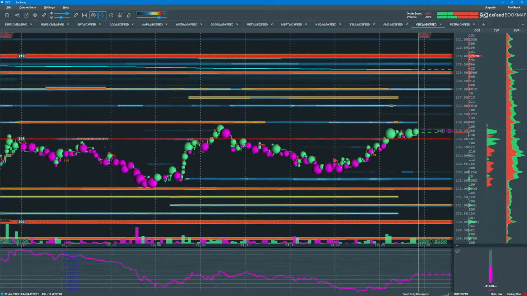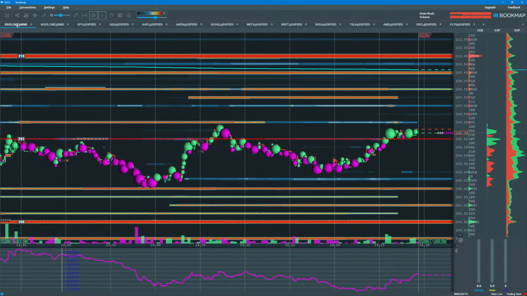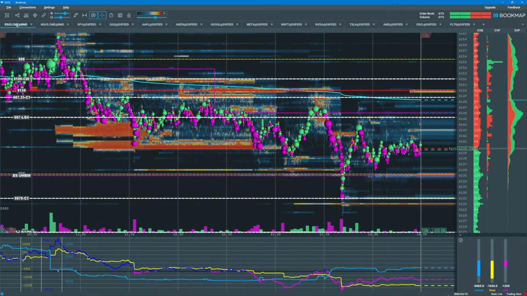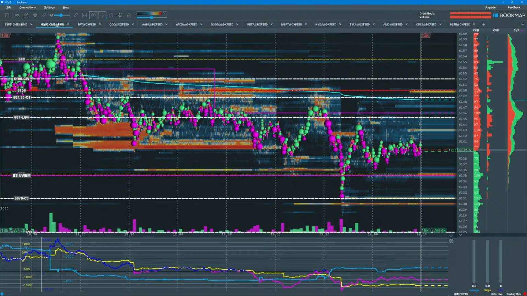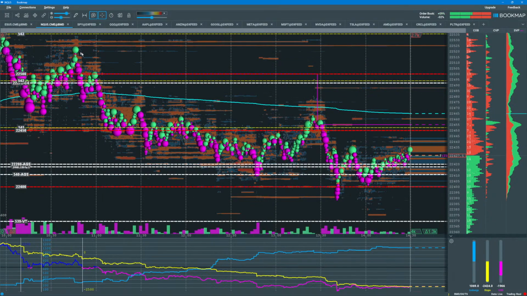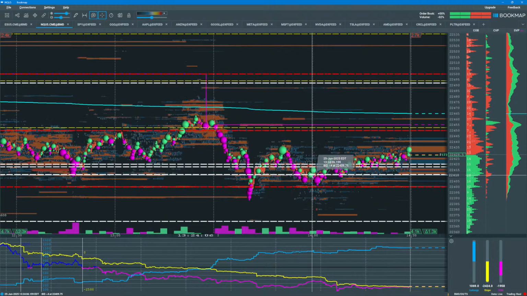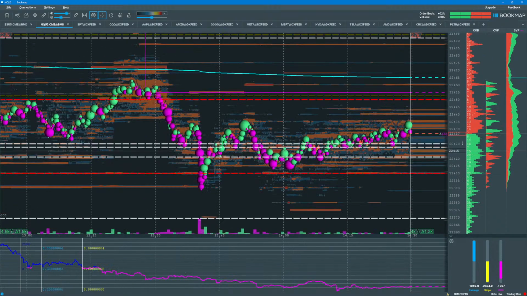Back to Bookmap. Back to the S&P 500. Still chopping in a very narrow range. Nasdaq now breaking above those absolute gamma strike levels.